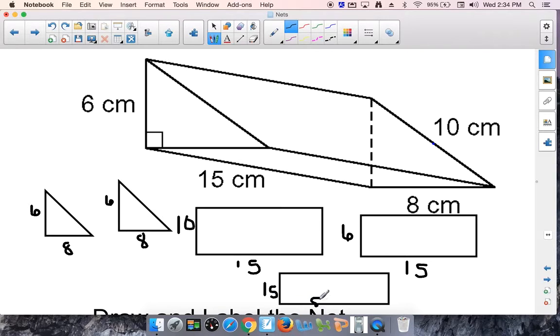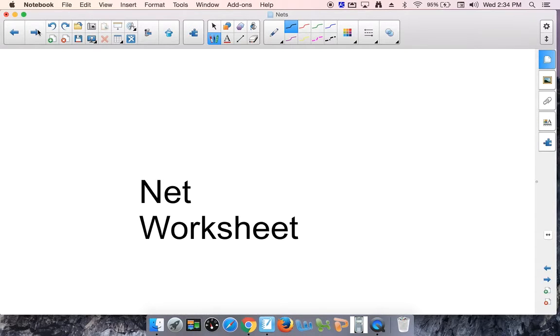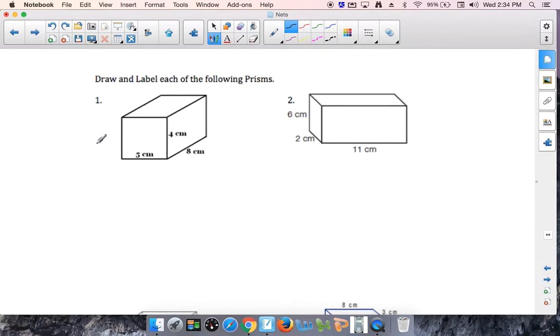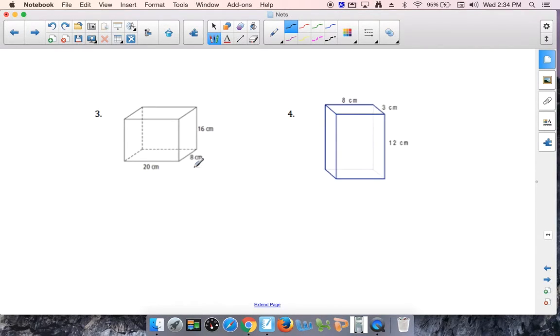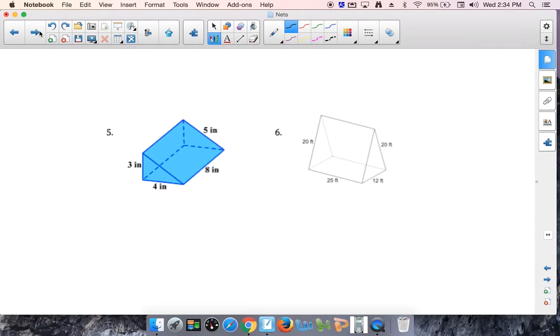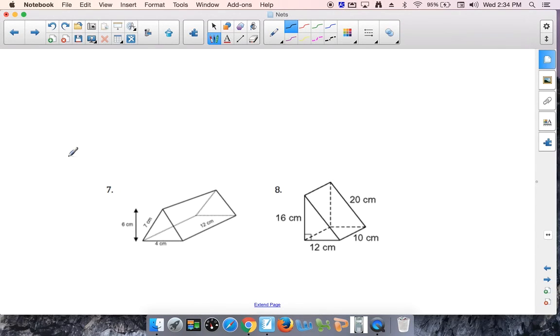So again, that's all you need to do for the day, is draw out its net. If you can connect them, great. If you can't, you don't need to. And then label each of its dimensions. So your worksheet will look like these. Again, draw them out and then label each of the following ones. So you have 4 rectangular prisms and 4 triangular prisms.